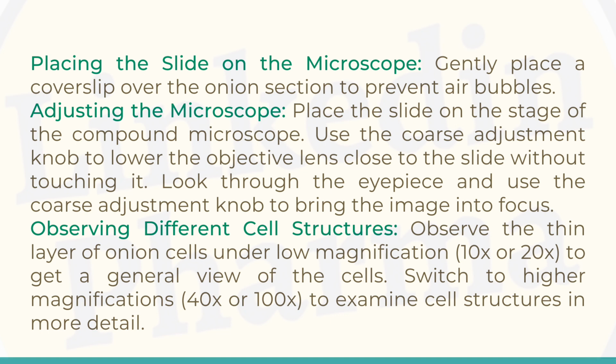Adjusting the microscope, place the slide on the stage of the compound microscope. Use the coarse adjustment knob to lower the objective lens close to the slide without touching it. Look through the eyepiece and use the coarse adjustment knob to bring the image into focus. Observing different cell structures, observe the thin layer of onion cells under low magnification, 10x or 20x, to get a general view of the cells. Switch to higher magnifications, 40x or 100x, to examine cell structures in more detail.